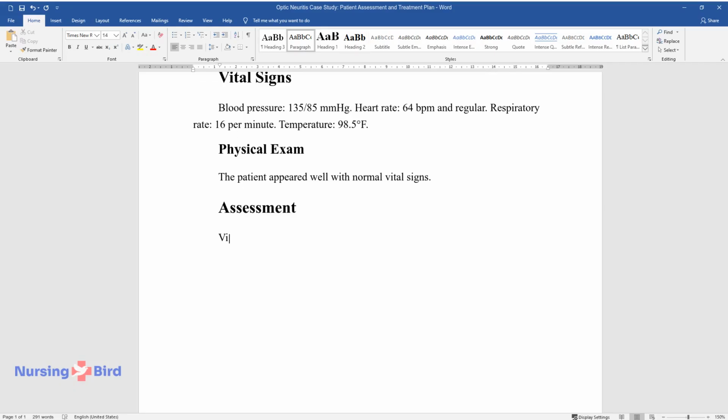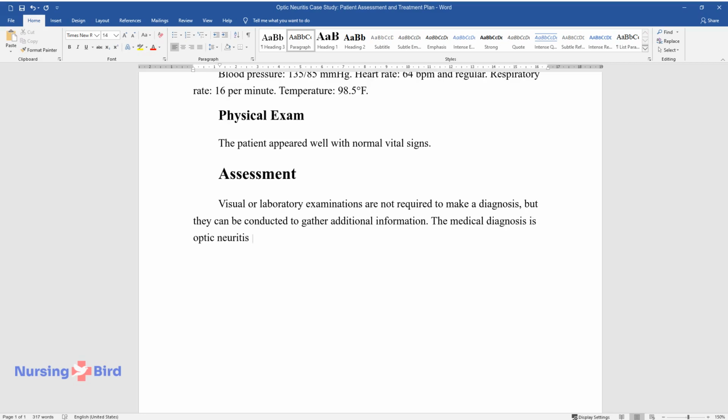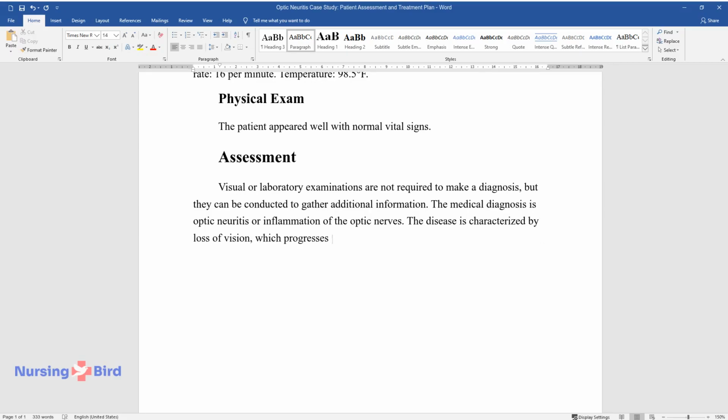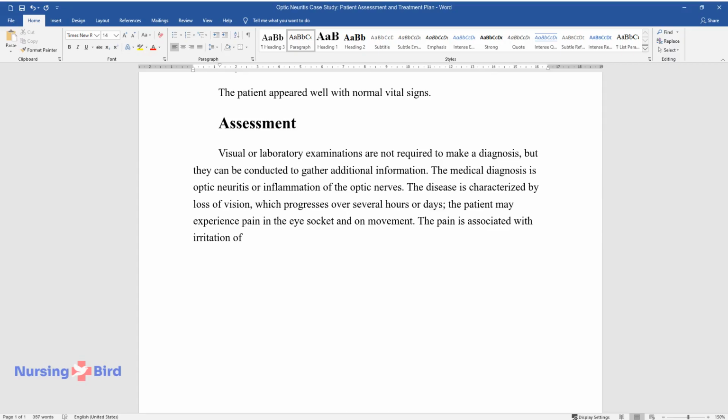Assessment. Visual or laboratory examinations are not required to make a diagnosis, but they can be conducted to gather additional information. The medical diagnosis is optic neuritis or inflammation of the optic nerves. The disease is characterized by loss of vision, which progresses over several hours or days. The patient may experience pain in the eye socket and on movement. The pain is associated with irritation of the inflamed optic nerve.